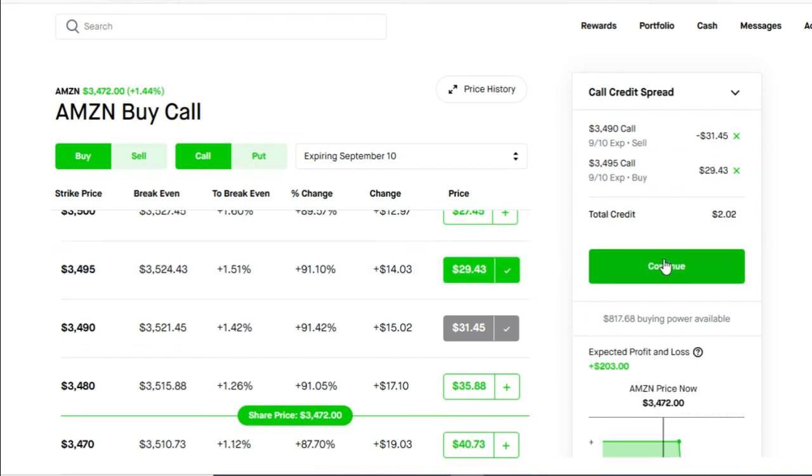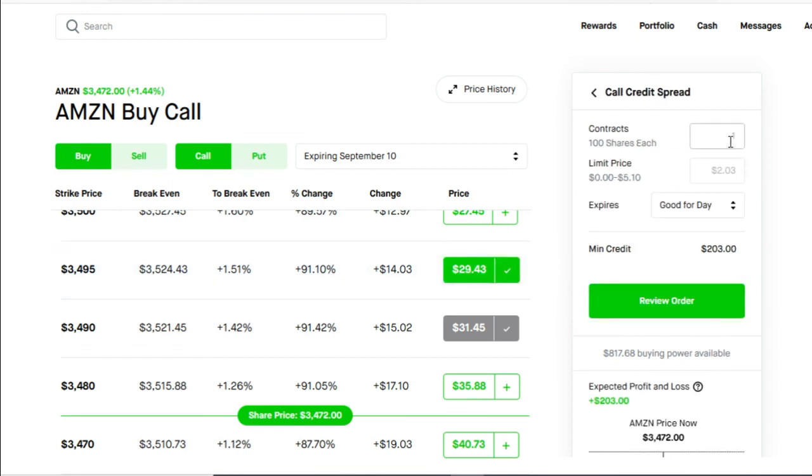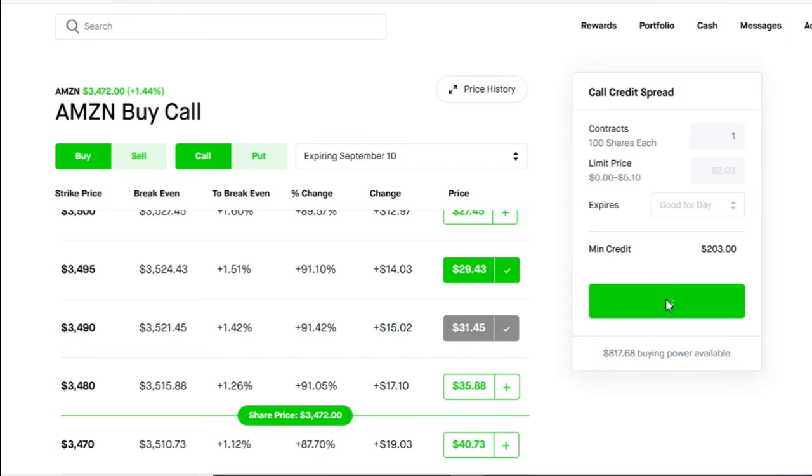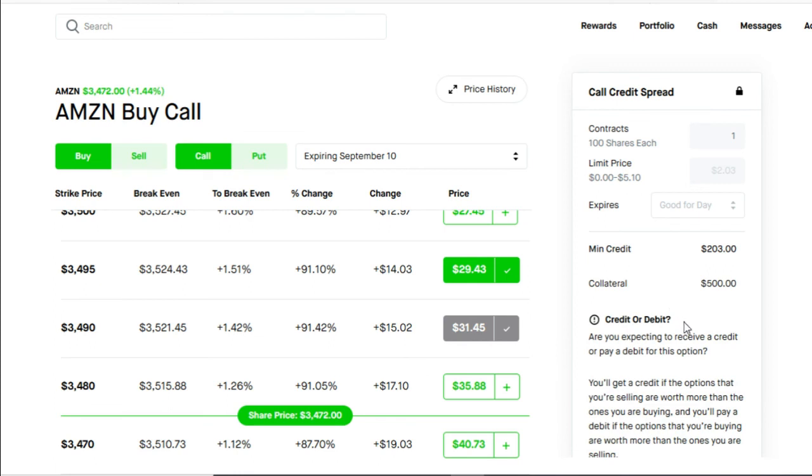We're going to hit continue. We're going to choose the amount of contracts, which is 1. We're going to hit review order, and now it's asking you if you want a debit or a credit. Always say credit because we're doing a call credit spread. Now right away it shows you here your minimum credit is going to be $203 and the collateral is going to be $500. The collateral on Amazon is going to be way higher than the collateral on SPY.